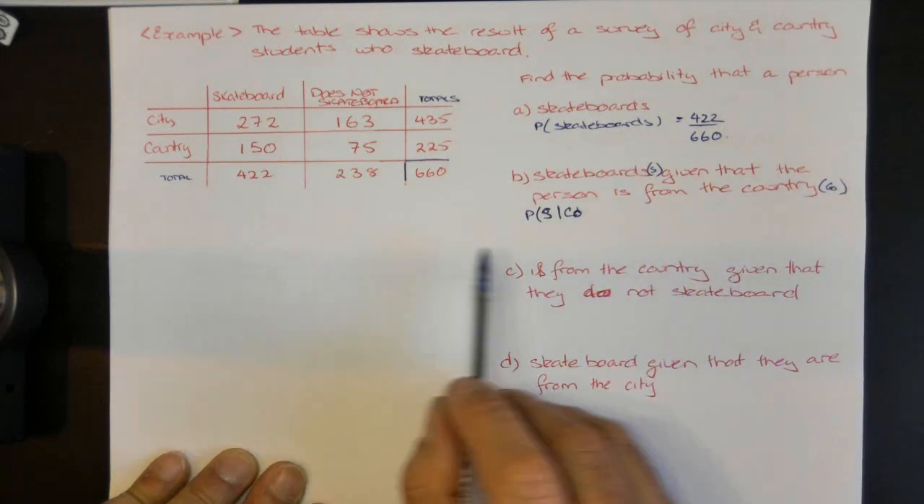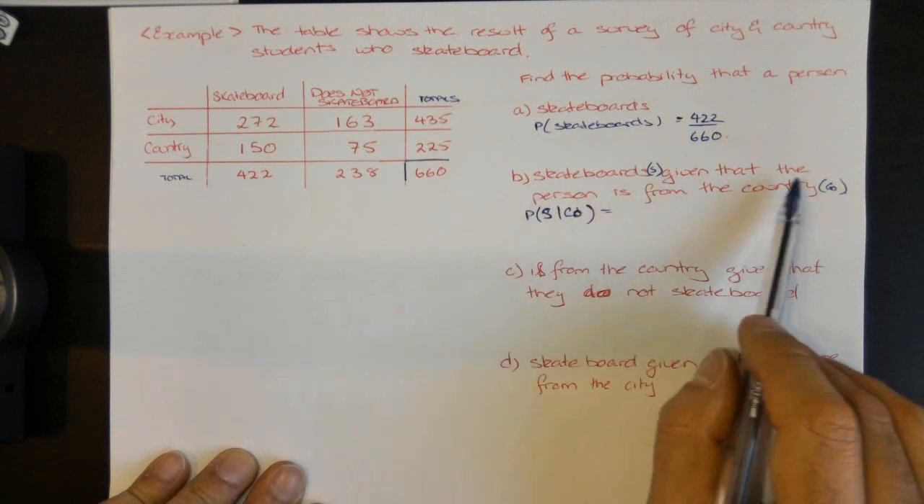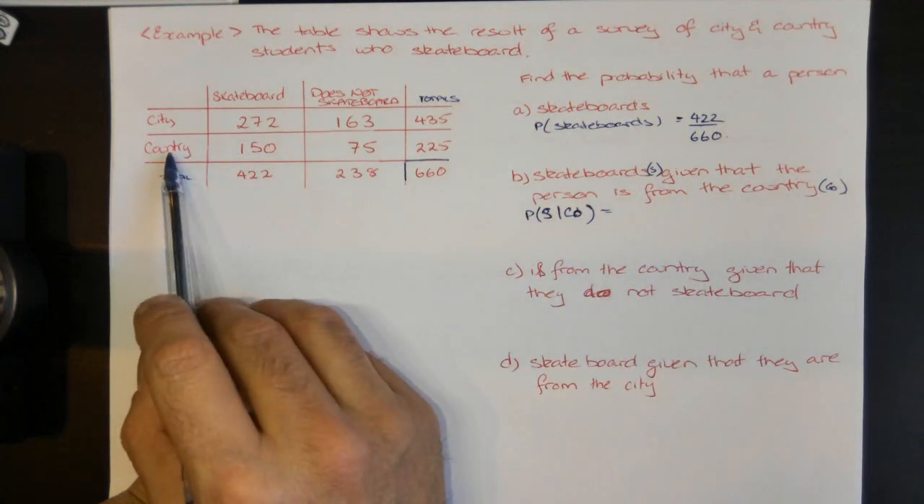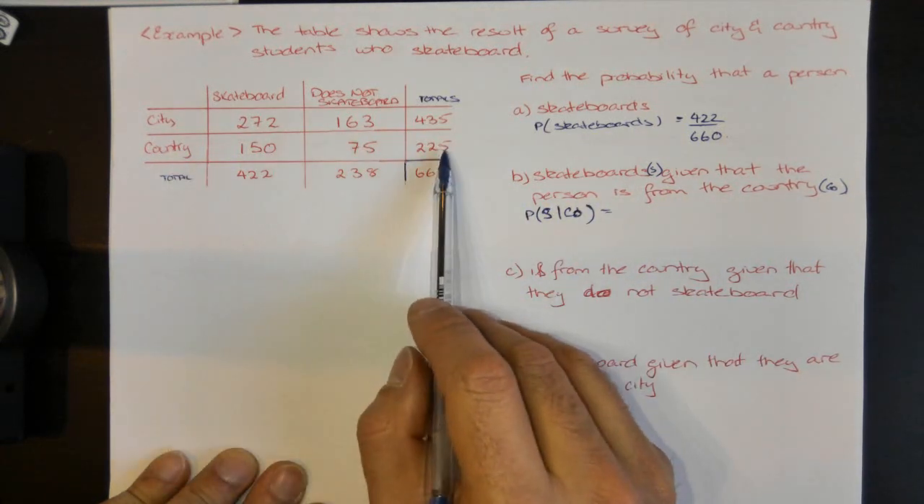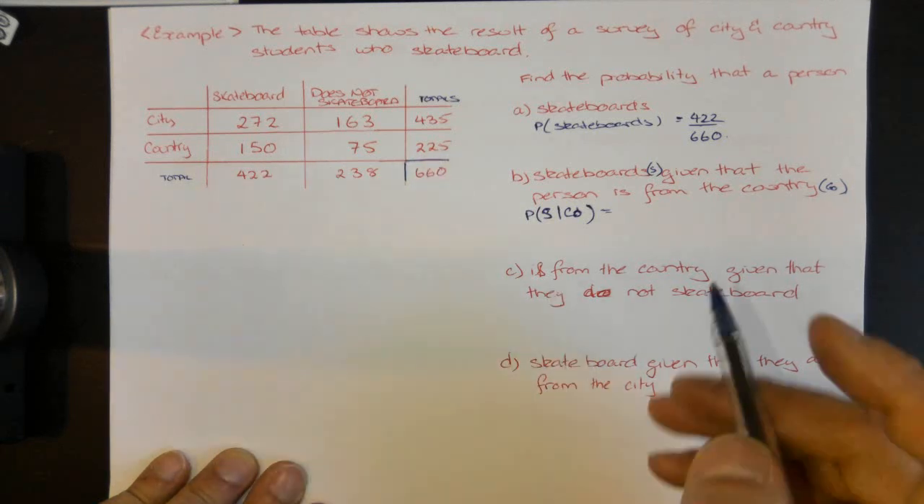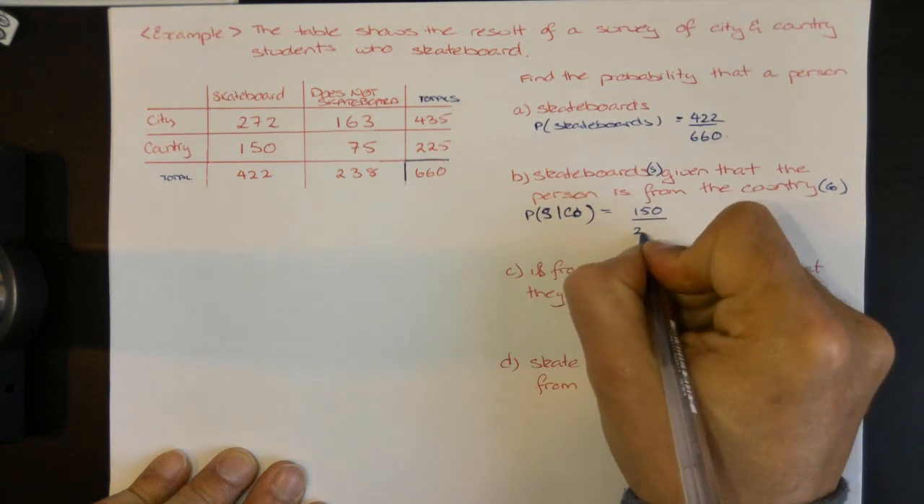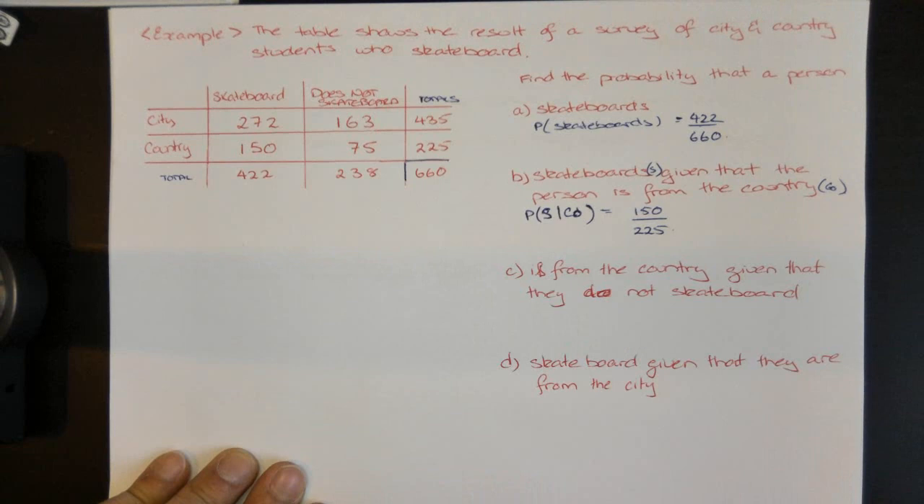Alright, so the person skateboards, given that they're from the country. So they've got to come from the country first. So I've got 225 people come from the country, and they skateboard. So I have 150 over 225.